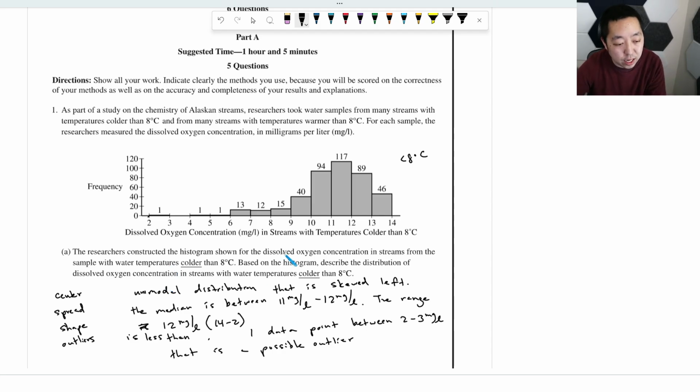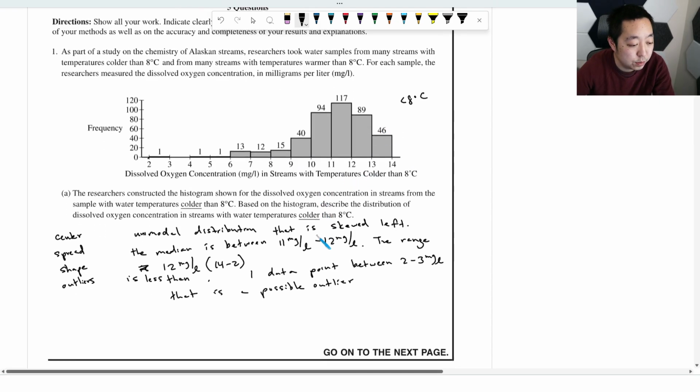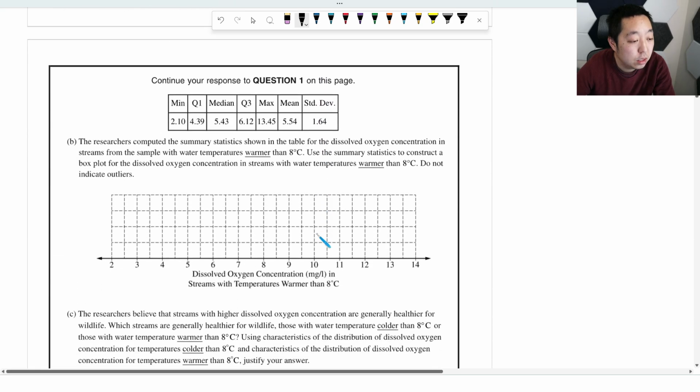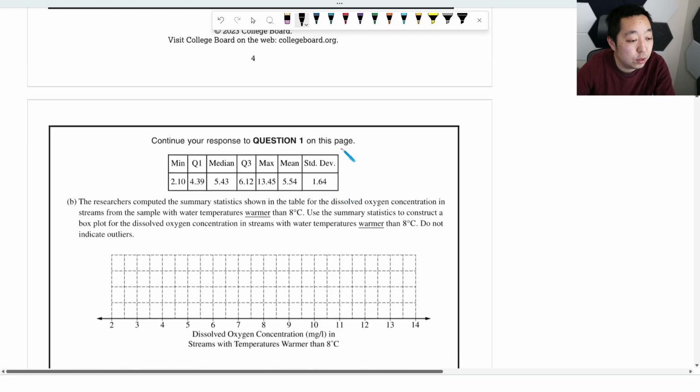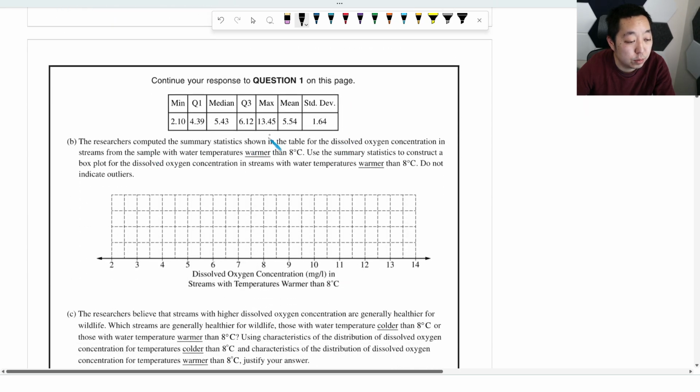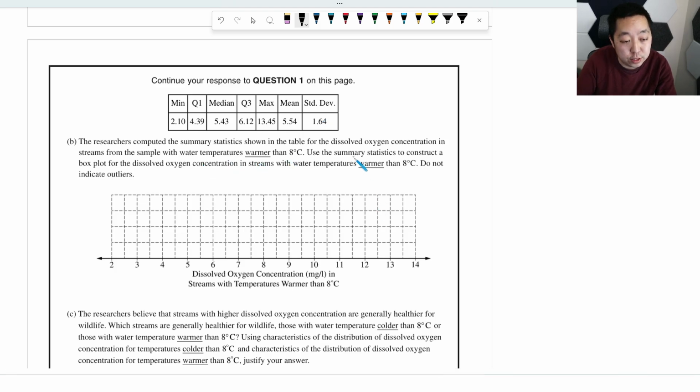I mean, there are other things you could have done. You could have counted this all up. For spread, you could have done the IQR if you wanted to. You would have to calculate an approximate value of the IQR, but I like range because it's simpler to calculate. All right, so here they give you the data. The researchers compute the summary statistics shown in the table. This is for warmer, so this is not the same as the table. This is for greater than 8 degrees Celsius.